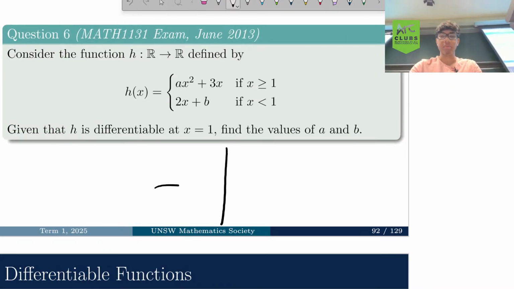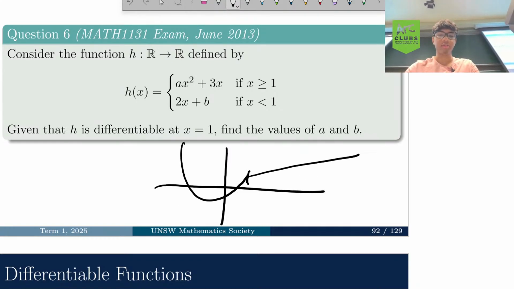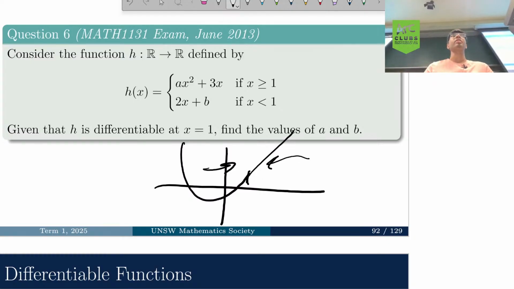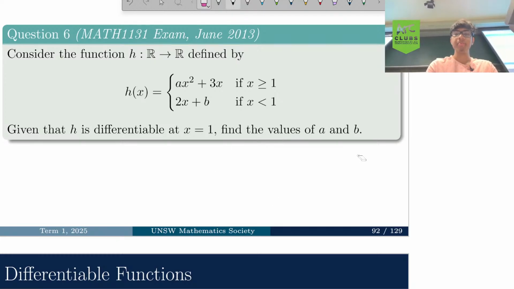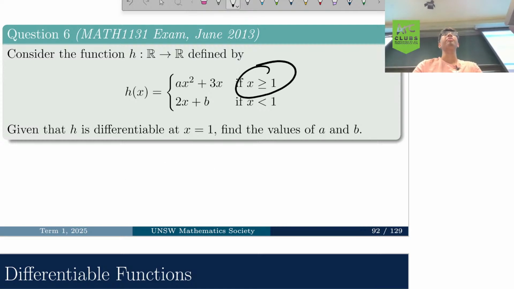So I'm going to make up some function. It's going to look like this, and then at x equals 1, maybe it goes like that. I've just made it up, but it should be more like something like this. So, I want to consider the gradient as I come from this side and as I come from this side. Let's consider if I come from the right-hand side, so x greater than or equal to 1.